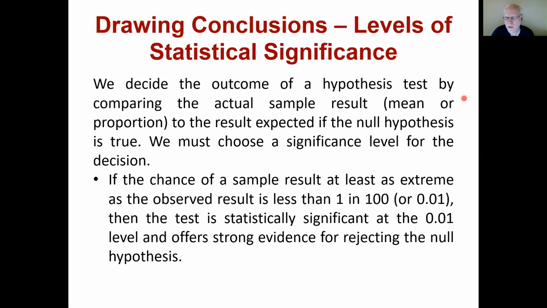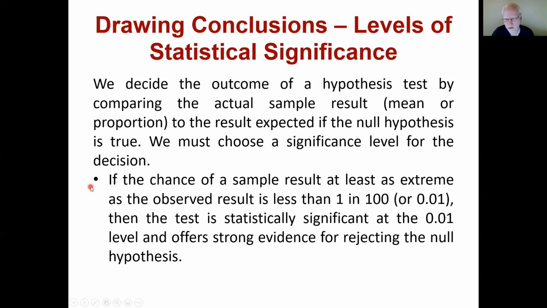So we decide the outcome of a hypothesis test by comparing the actual sample result, so what you get in your sample, that 0.64, to the result expected if the null hypothesis is true, so 0.5, say. And we must choose a significance level for the decision. If the chance of a sample result at least as extreme as the observed result is less than 1 in 100, or 0.01, then the test is statistically significant at the 0.01 level and offers strong evidence for rejecting the null hypothesis, right?